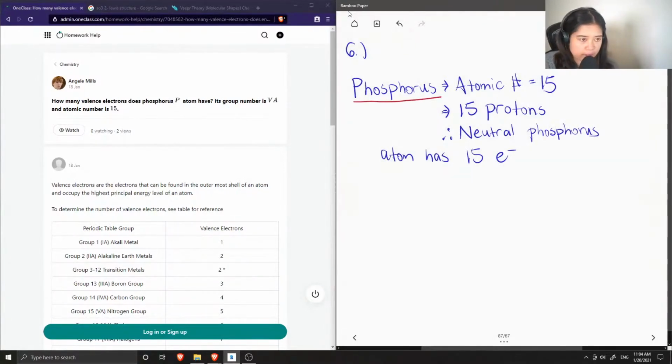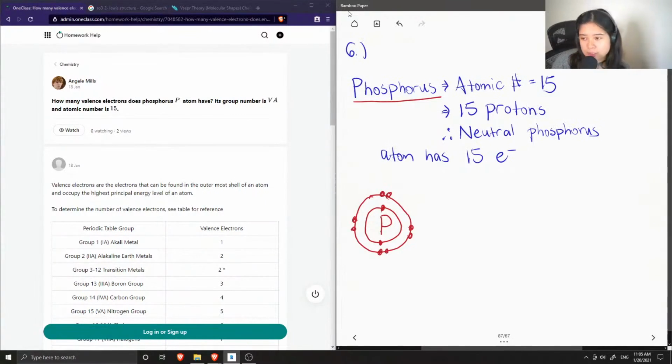Okay, so now let's draw the electron diagram and show the 15 electrons for a phosphorus atom. So the first two would be in the inner shell, so the 1s orbital. And then the next shell can house 8 electrons. So let me draw them in. Okay, so if we count out all these electrons, I've only drawn 10 out of the 15.